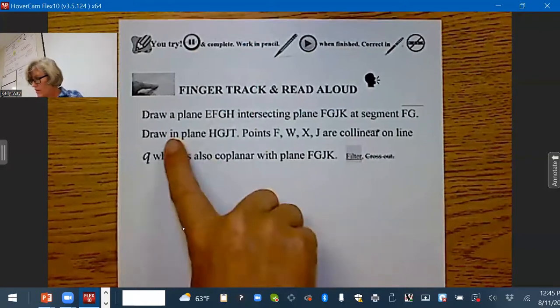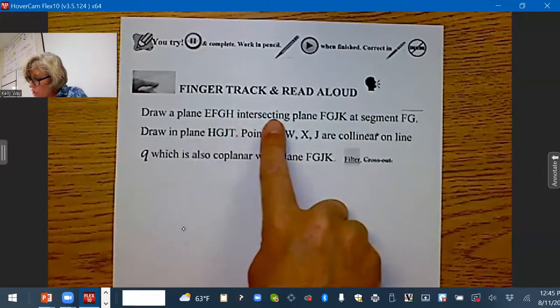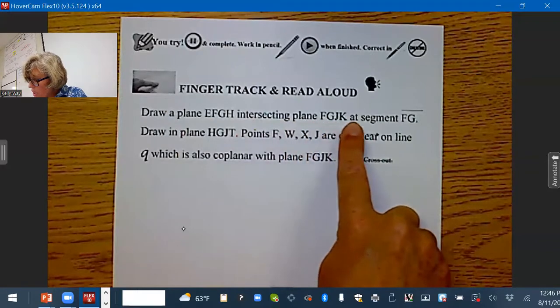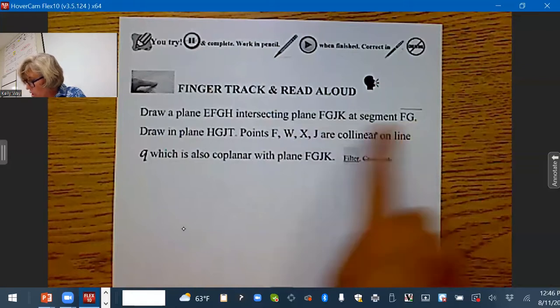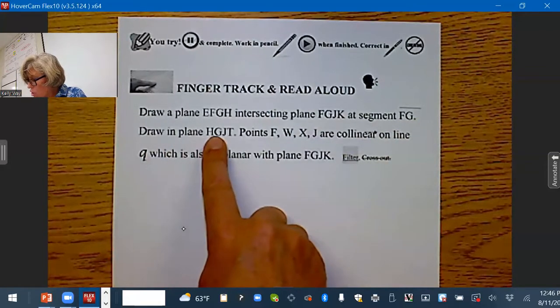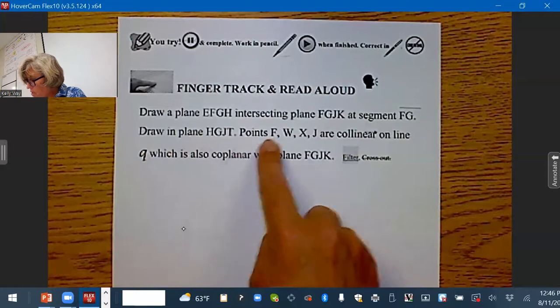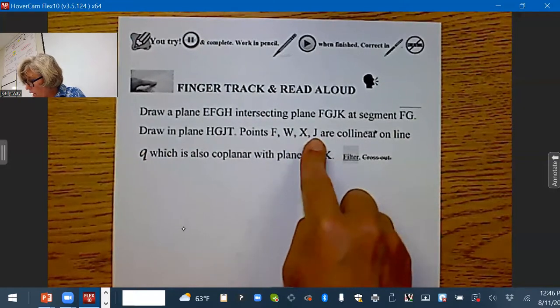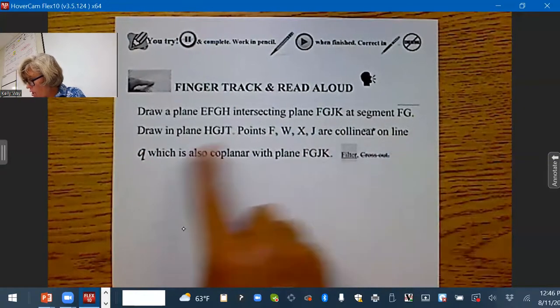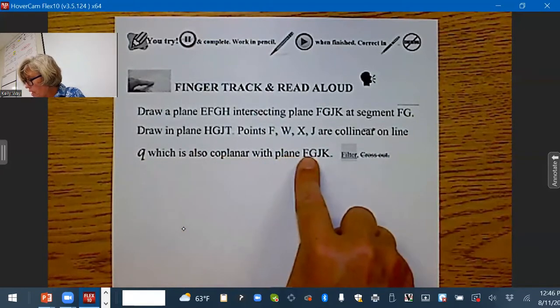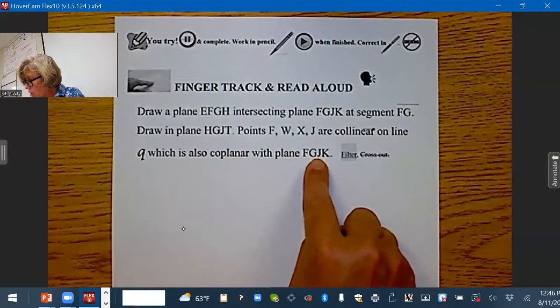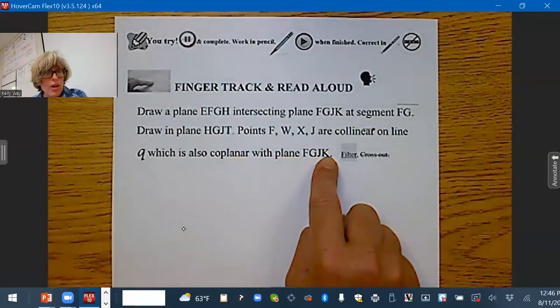Pass number 1. Draw a plane EFGH intersecting plane FGJK at segment FG. Draw in a plane HGJT. Points FWXJ are collinear on line Q, which is also coplanar with plane FGJK. Wowzer, that's a lot of words. That's why you should have filtered.